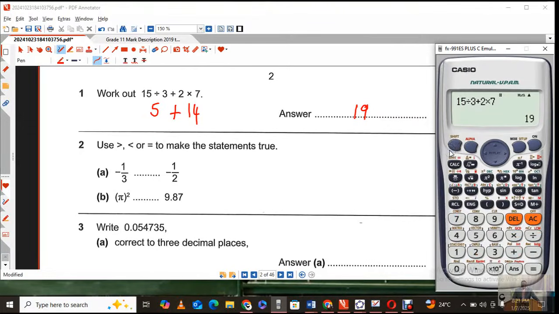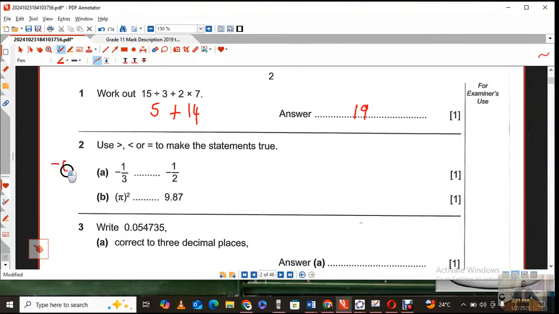Okay, and this one here we obviously have to do our ordering and our comparing. So to make the following statements true, I always like to write this in decimal form. So of course this one means negative 0.333, and that 3 keeps on recurring. This one here means negative 0.5.